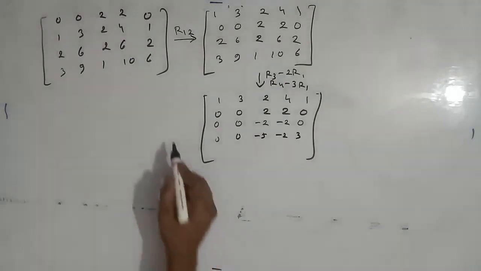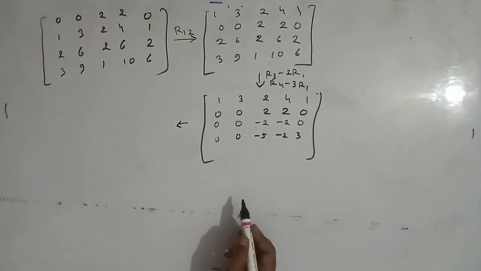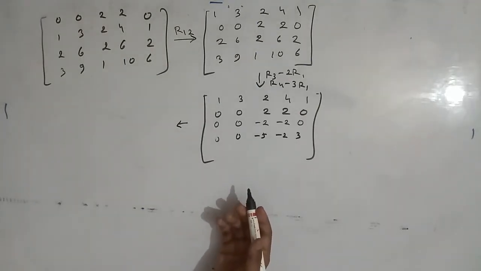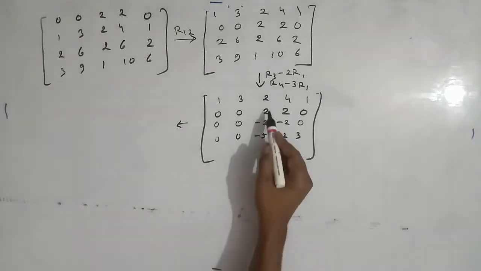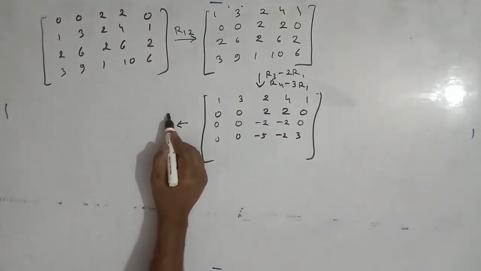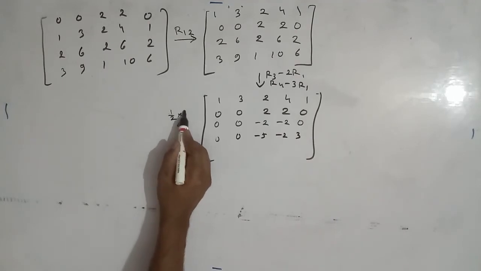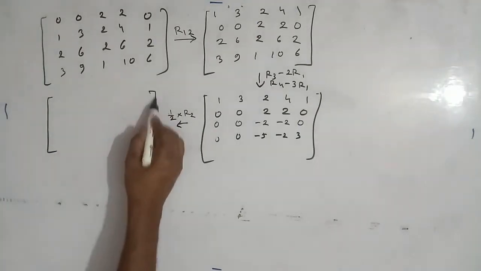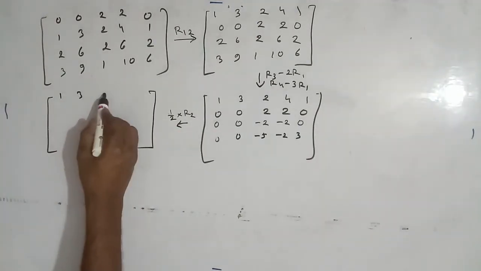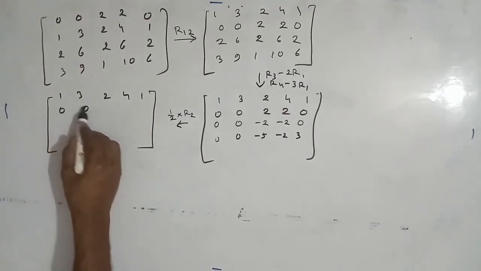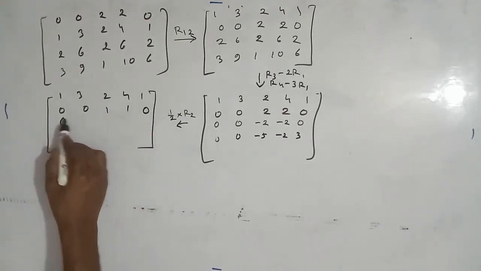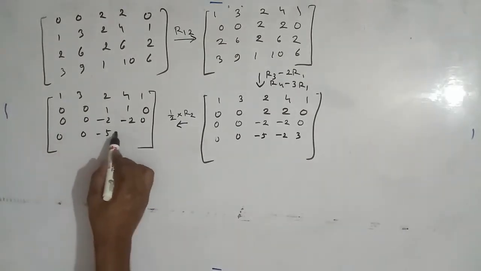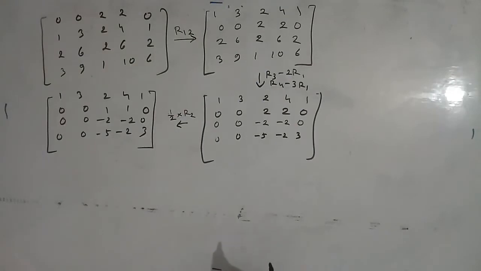Okay, now the leading element of row 2 is 2, so we will make this 1 by multiplying half into R2. Okay, so it will be 1 3 2 4 1, 0 0 1 1 0, 0 0 minus 2 minus 2 0, 0 0 minus 5 minus 2 3.